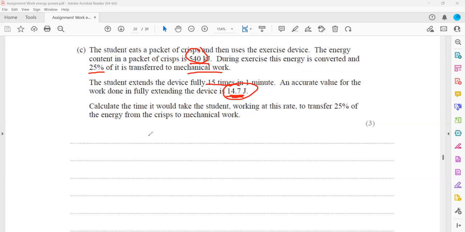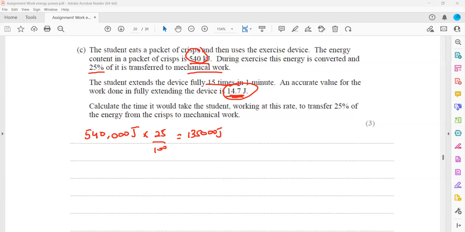It's in kilojoules, so don't forget to convert the unit. So 540 kJ means 540,000 joules. So we'll find 25% of 540,000. You can use a formula for efficiency, or you can just use your understanding: 25% of the total energy. To convert the percentage into a fraction, it will be 25 divided by 100. So he used 135,000 joules of energy.